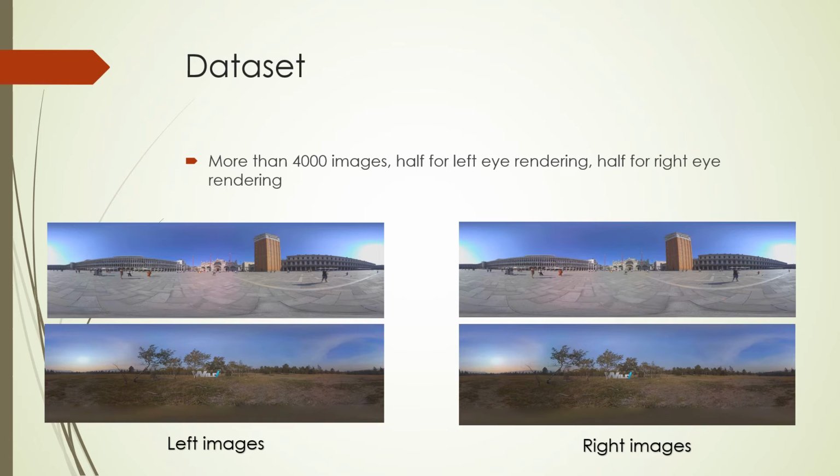After the previous steps, we have collected more than 4,000 images for our training dataset, and among all these images, half of them are for the left eye rendering, which is shown on the left side, and half of them are for the right eye rendering, which is as shown on the right side.